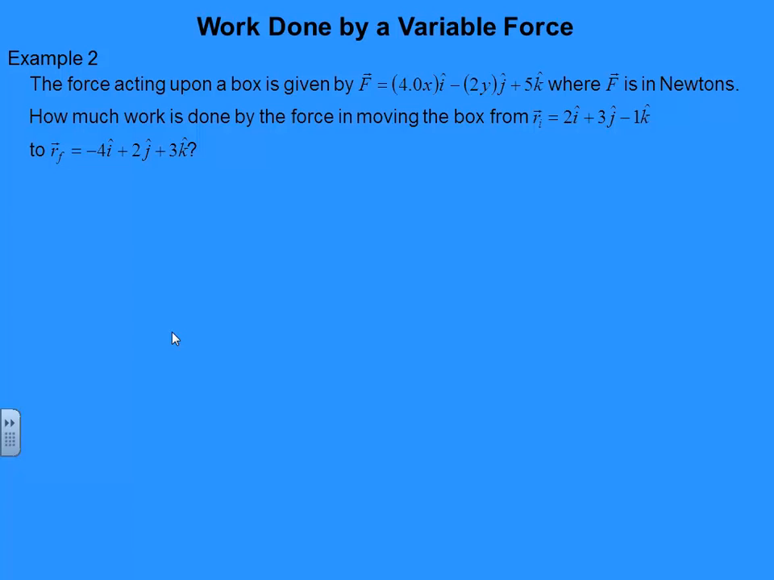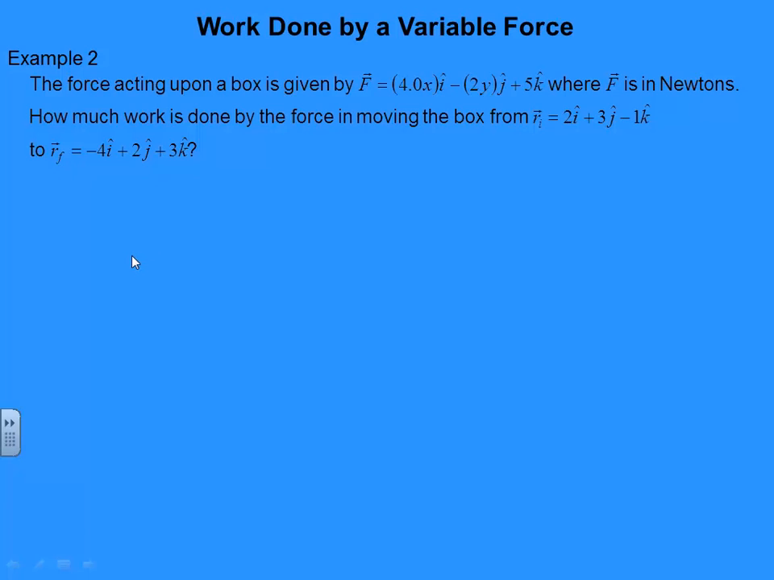So here we have a force acting upon a box given by this function. Notice we've broken it down into i cap, j cap, and k cap parts. And in 3 dimensions, the object is moving from an initial position of 2 i cap plus 3 j cap minus 1 k cap to a final position of negative 4 i cap plus 2 j cap plus 3 k cap. Remember that r is the position vector.